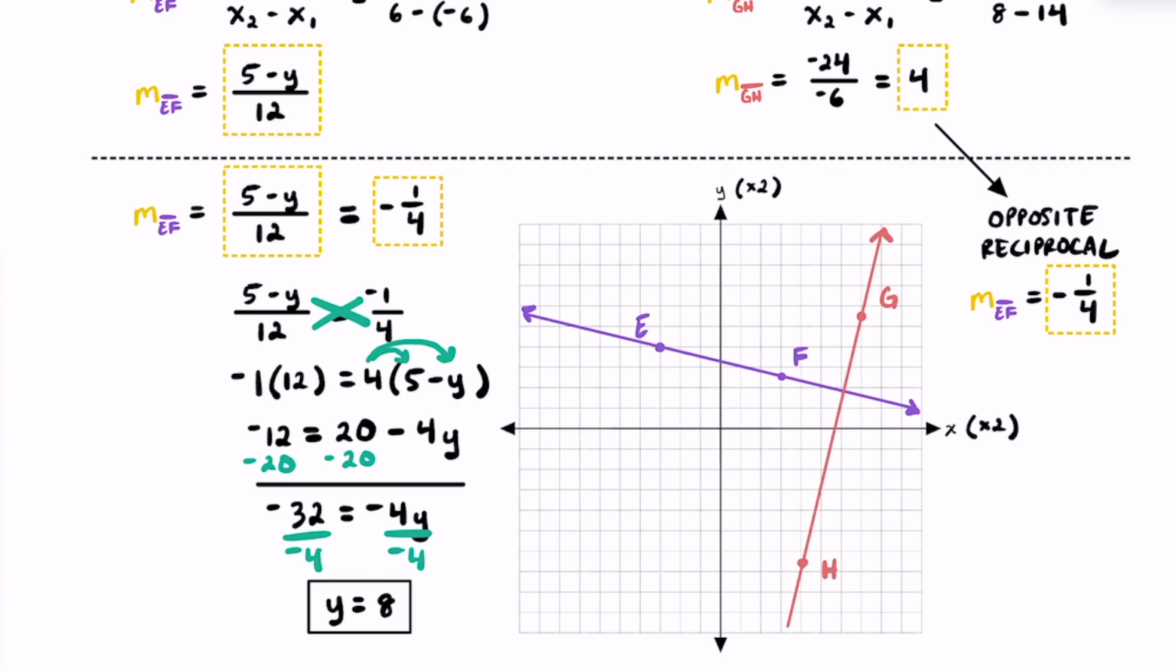Drawing a line through these 2 points of G and H, we can see the line that goes through them, and it does indeed look like it is perpendicular to line EF. And this hopefully does make sense because their slopes are opposite reciprocals, so it should make sense that they are perpendicular to each other. Just like that, we've confirmed that y does have to equal 8. And that just about wraps up this problem.